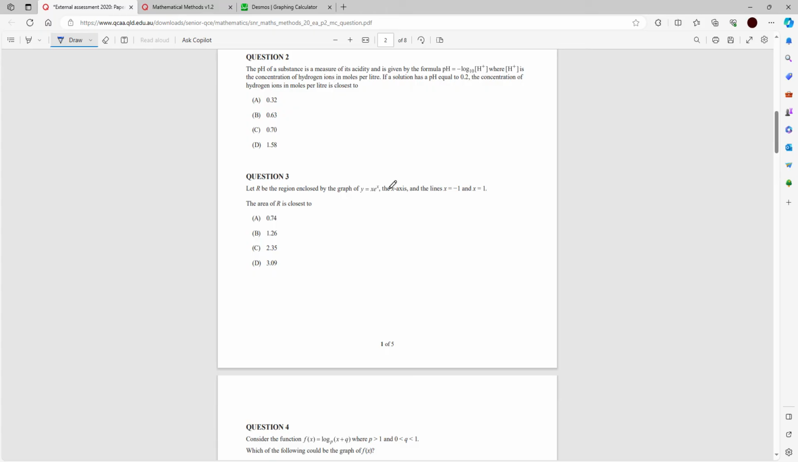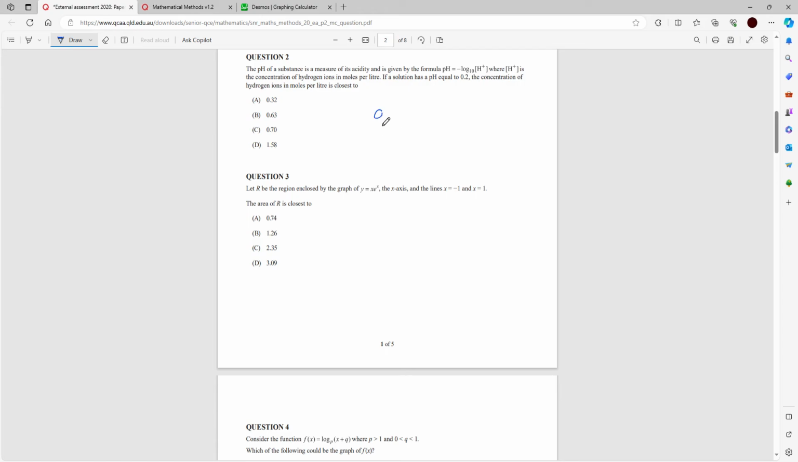The pH of a substance is the measure of how acidic something is, and it's given by the formula pH equals negative log base 10 of the hydrogen ion concentration. If the pH is equal to 0.2, the concentration of the hydrogen ions, in moles per liter, is closest to. This is an application question of a log.